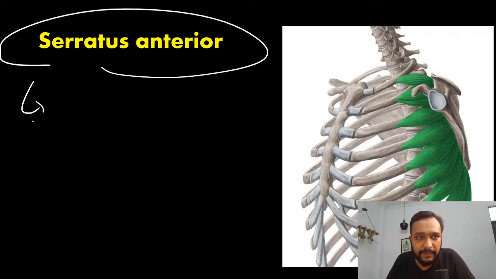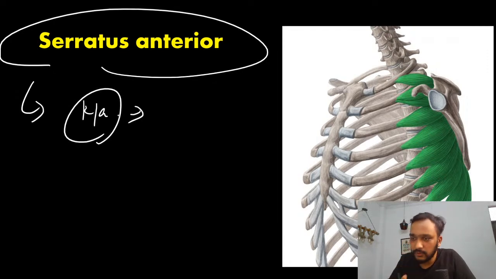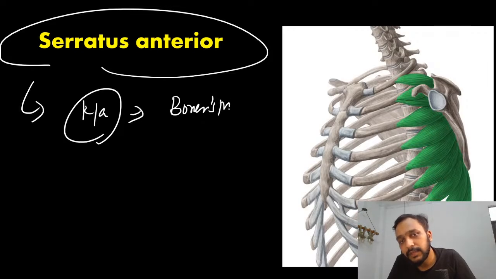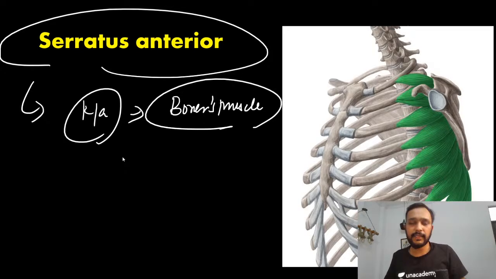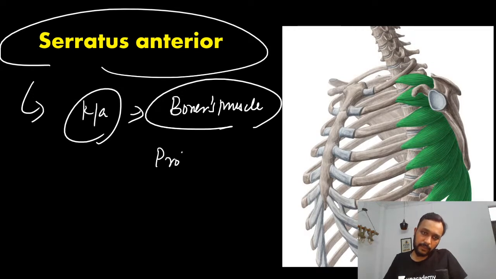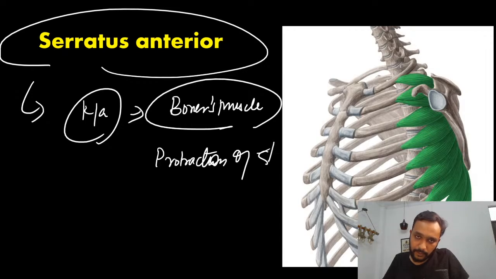Serratus anterior muscle is also known as... It is supplied by the long thoracic nerve. The long thoracic nerve is a branch from the roots of the brachial plexus. It is also known as the boxer's muscle. Why? Because it results in the protraction of the scapula, right?